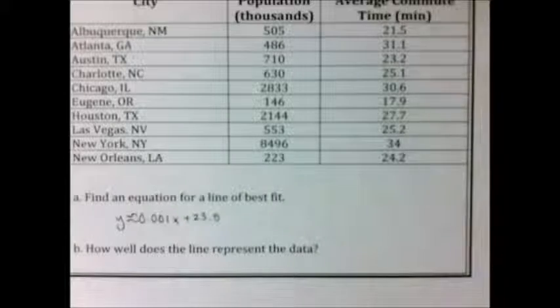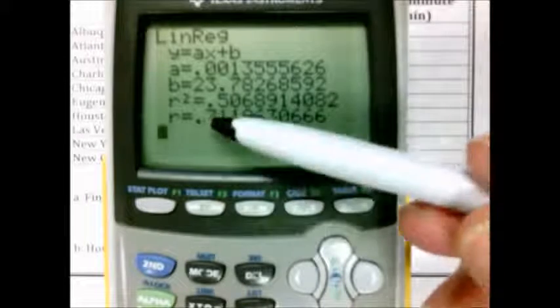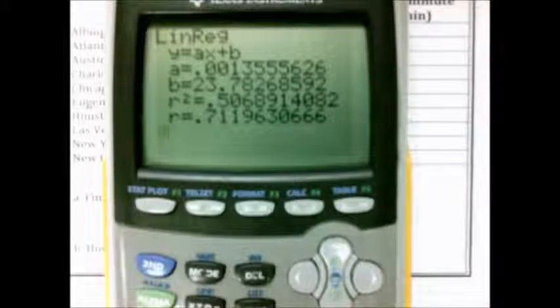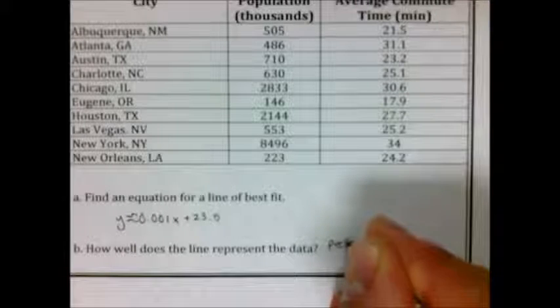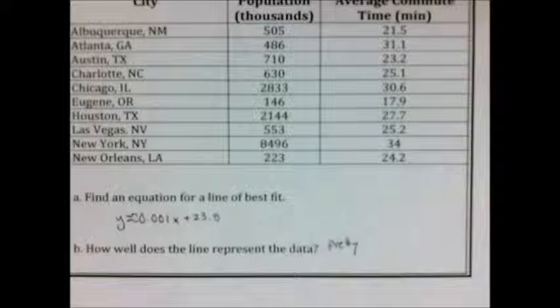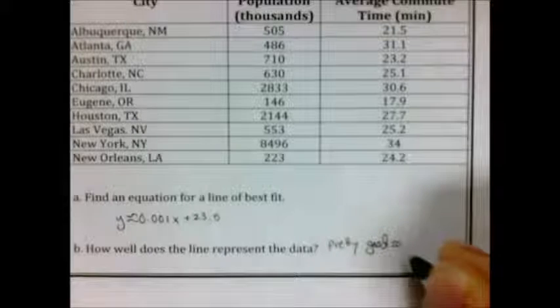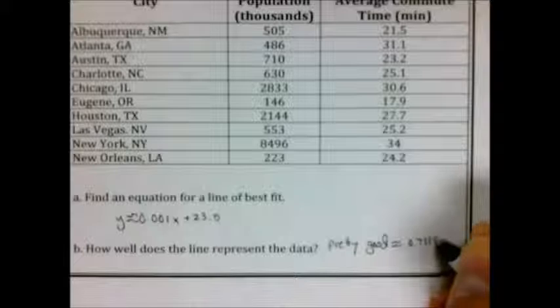Okay, now to tell how well the line fits the data, we use R, that special number R. This is our correlation coefficient, 0.71196. Let's take that to the 4th decimal place. We can say pretty good as far as how well the line represents the data. Our correlation coefficient measures that. Pretty good. We're at about 0.711.